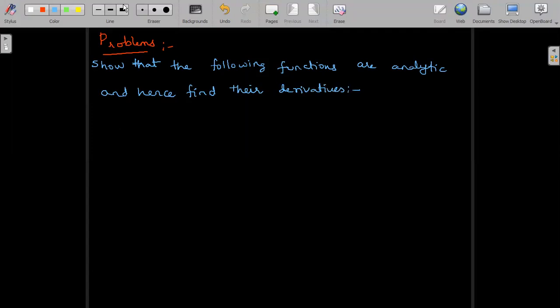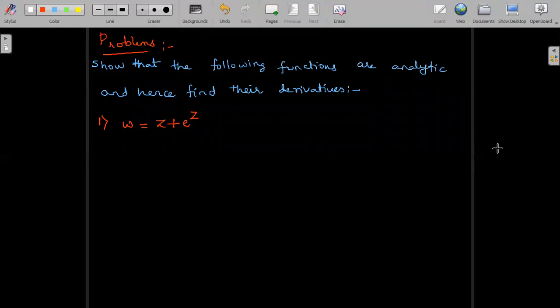So first we need to prove that the given function is analytic, and then we have to find its derivative. The first question is w is equal to z plus e power z. Now we have to first obtain the real and the imaginary parts, that is u and v, and then we have to find ux, uy, vx, vy, the partial derivatives of u and v. Then we can verify the CR equations, the Cauchy-Riemann equations.